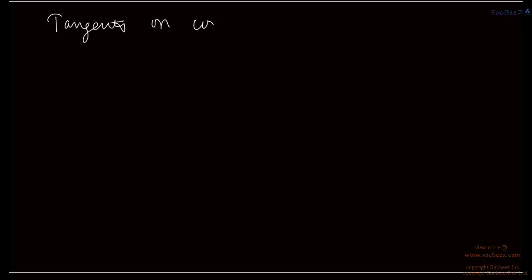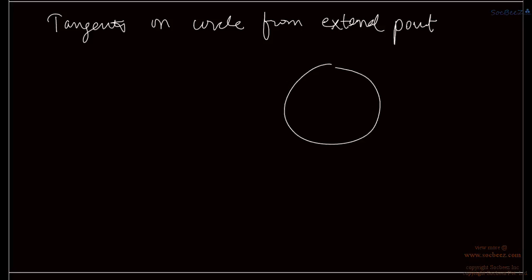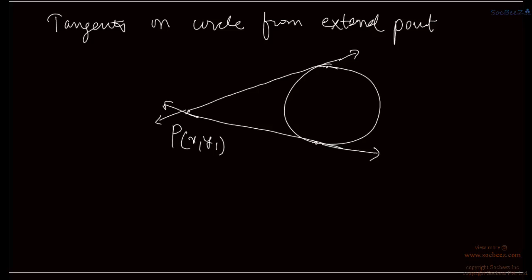Tangents on a circle from an external point. So this is a circle and this is the external point P. We can have two tangents on the circle from this external point P. But remember, this point must be external to the circle. If the point is internal to the circle, no tangent can be possible.